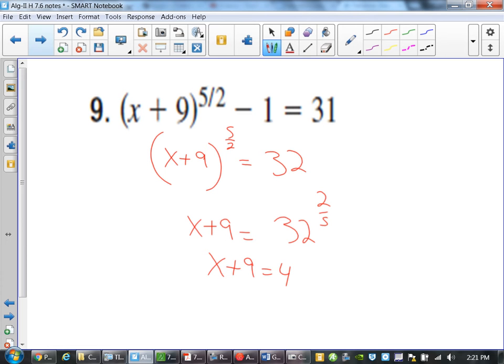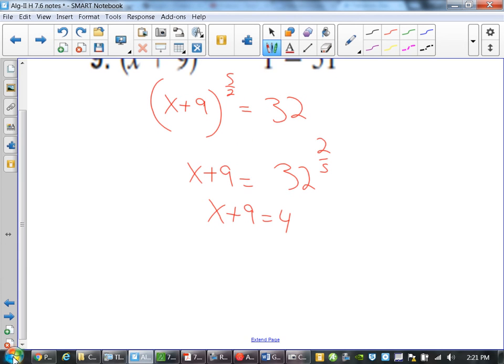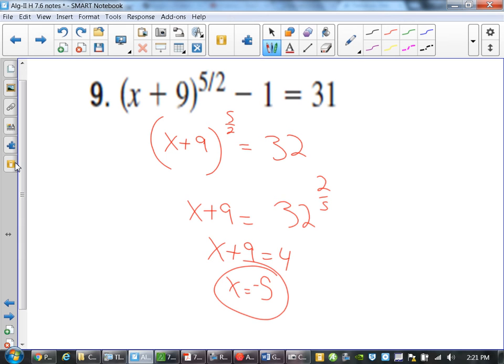Which one's what? Which one is 5? Yeah. The nth root is always the denominator. You get negative 5. So you check that. What's negative 5 plus 9? 4. So 4 to the 5 halves means what's the square root of 4? 2. What's 2 to the 5th power? 32. What's 32 minus 1? 31.